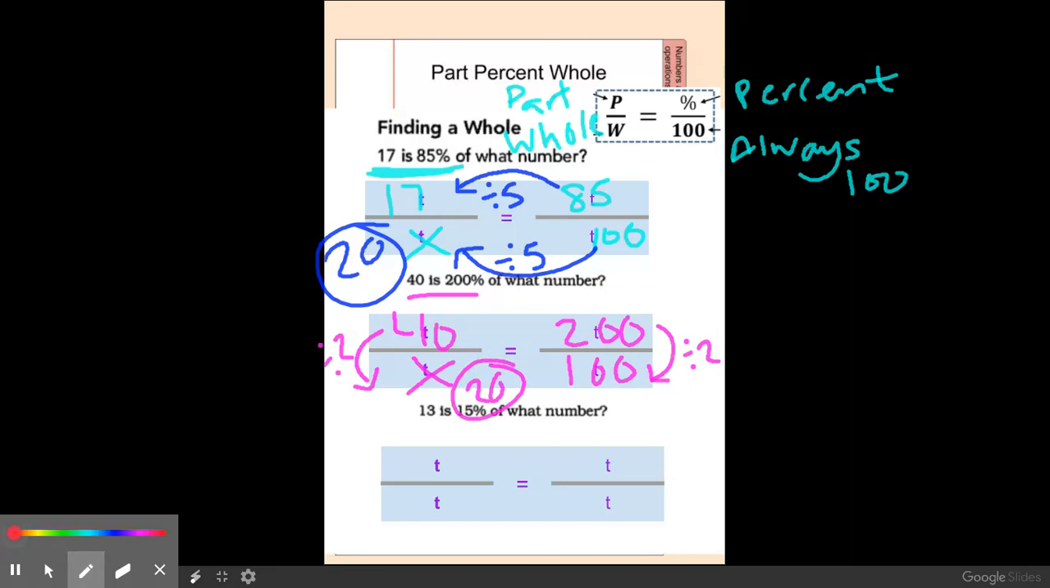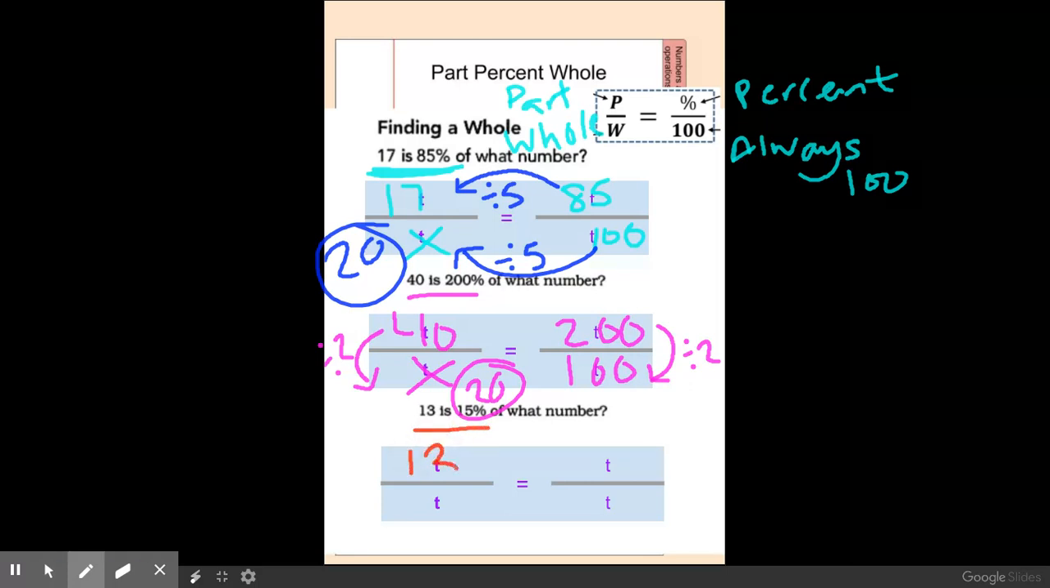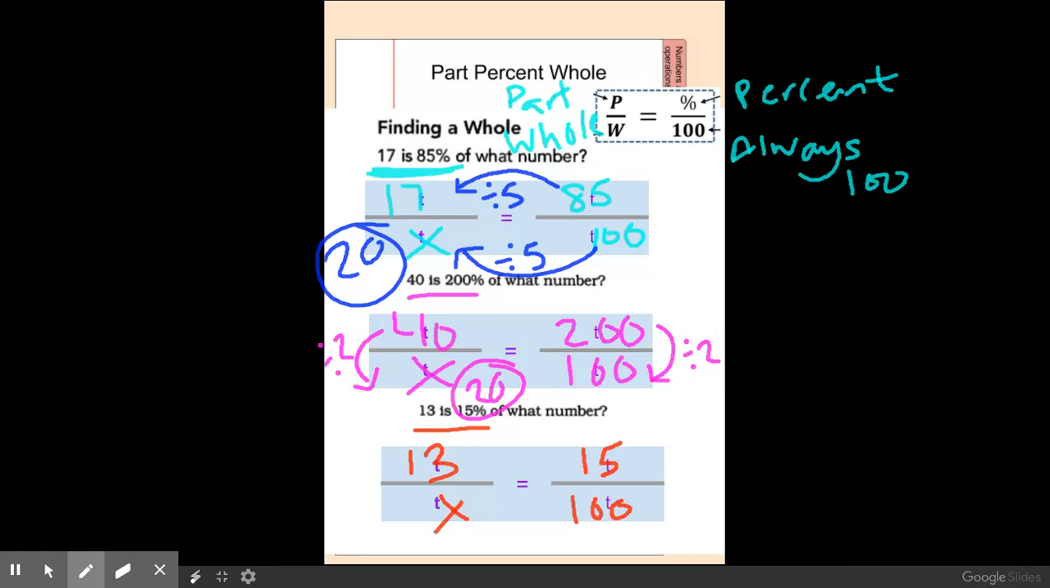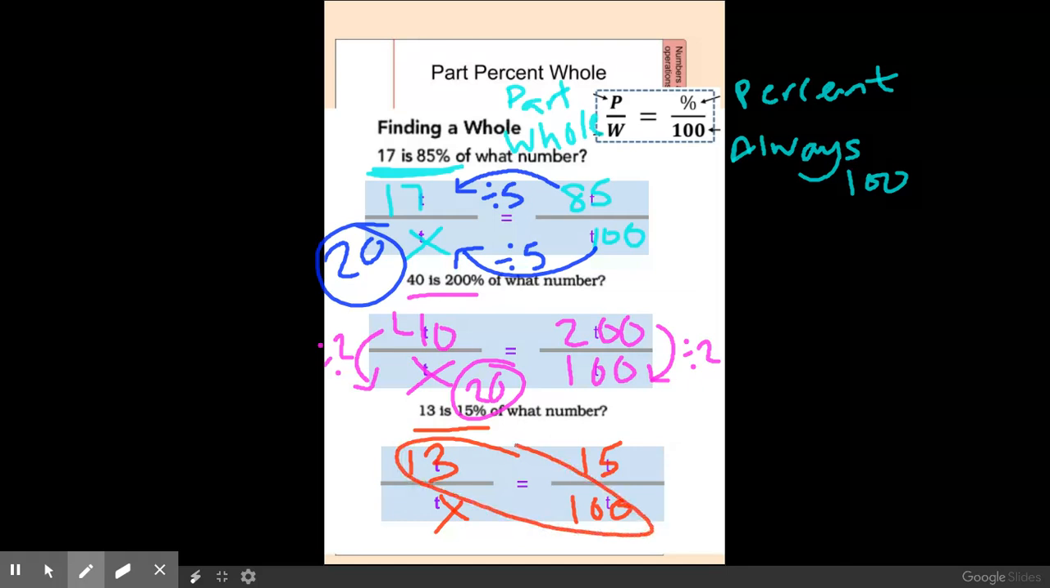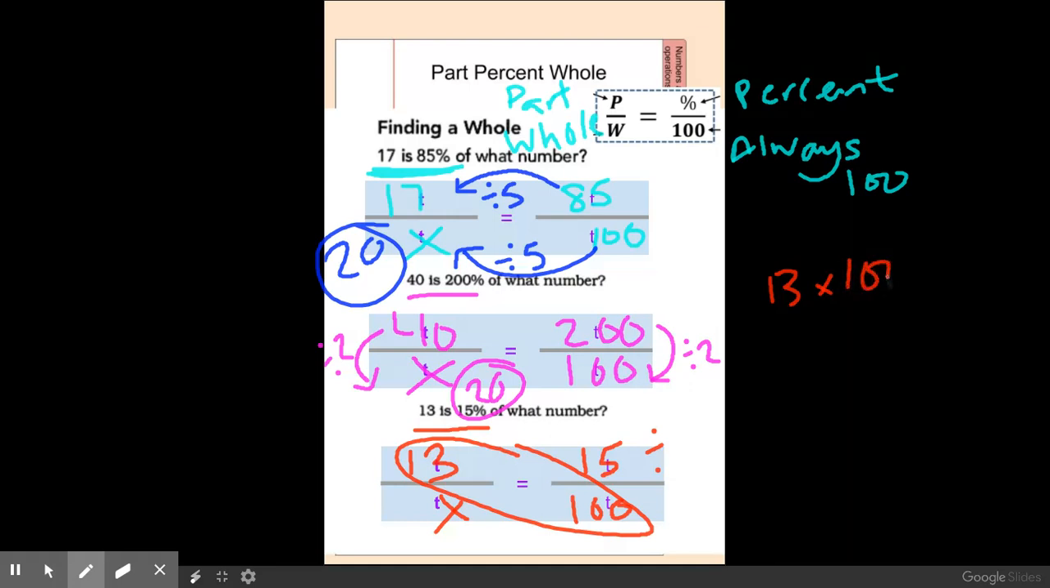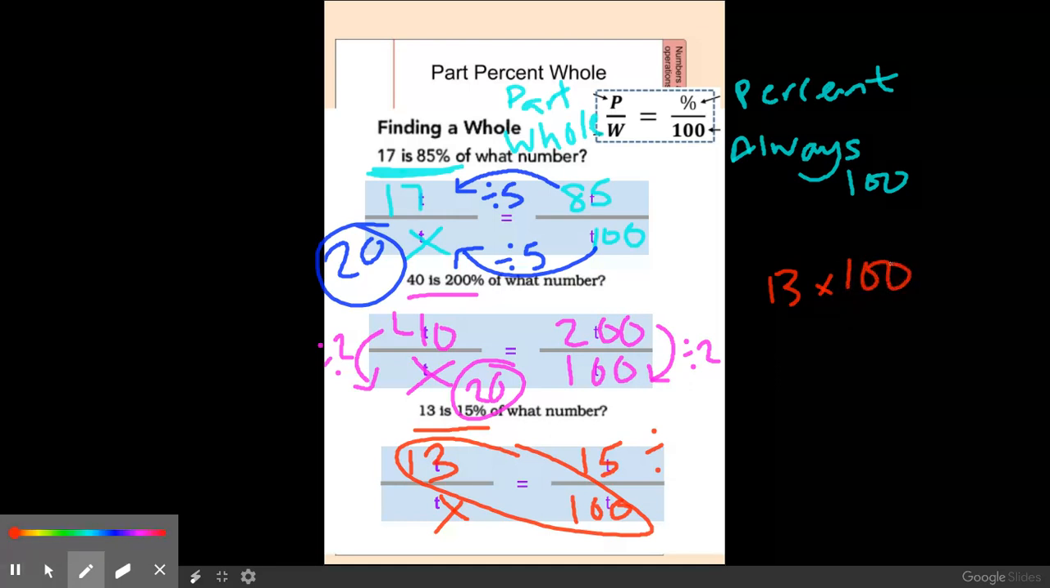Our last problem on here is that 13 is 15% of what number? So 13 is our part. It is 15%. It's always over 100 down here. And we don't know the whole. So this one's a little bit harder because there is no relationship. So we're going to have to cross multiply and then divide. So we're going to do 13 times 100 and then divided by 15. All right, so 13 times 100 is 1,300, and then we're going to divide by 15.